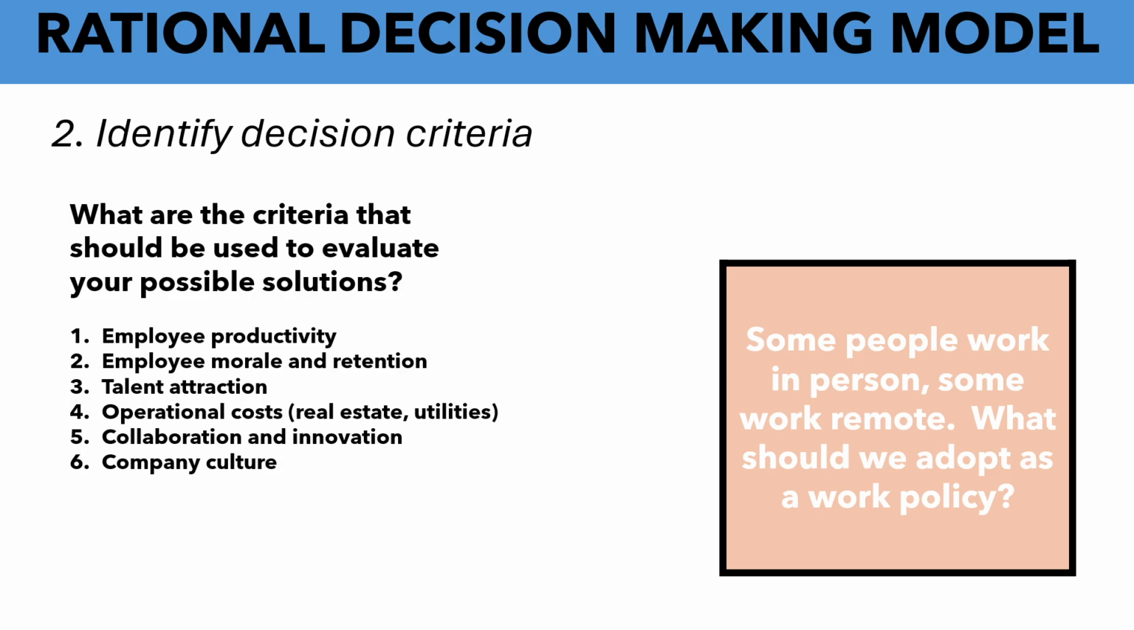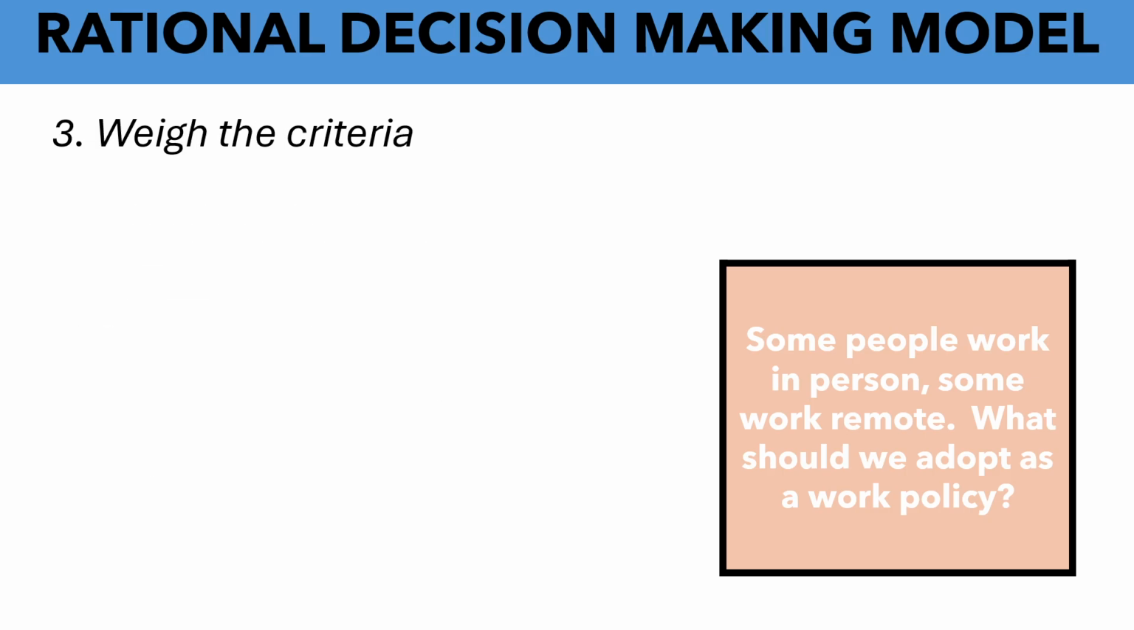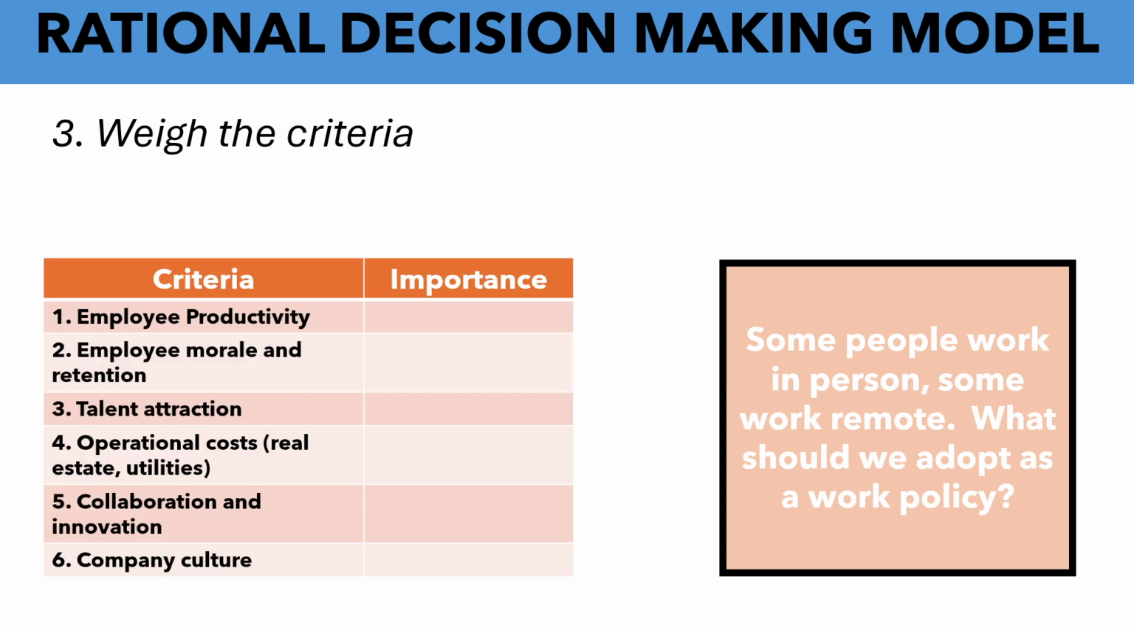Okay, so once you get all of these, you're going to weigh the criteria. And the first step is to put them into a table. Once you get them in a table, you're going to assign them a numerical importance score. And this is just if you think it's really important, it gets a higher score. If you think it's less important, it gets a lower score. So let's plug in some examples here. Maybe we feel like employee productivity is the very most important thing, right?